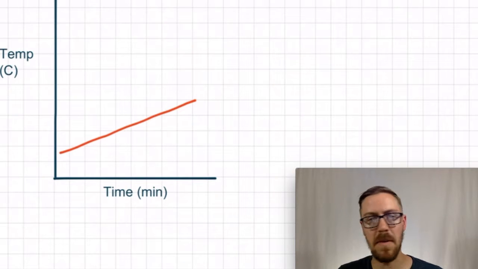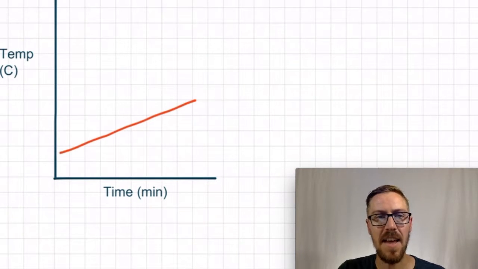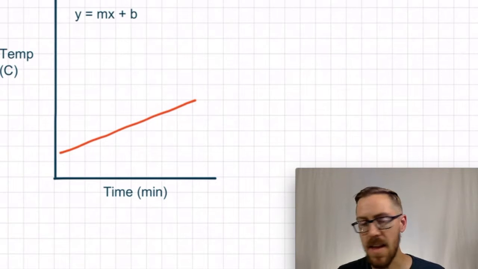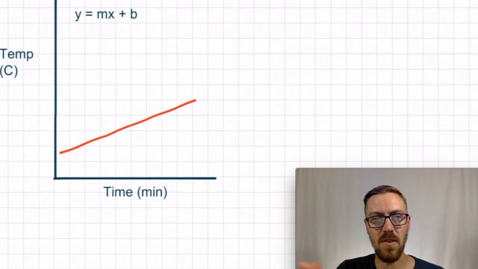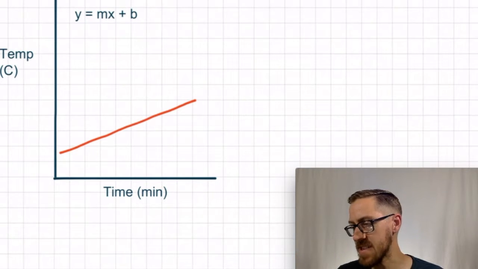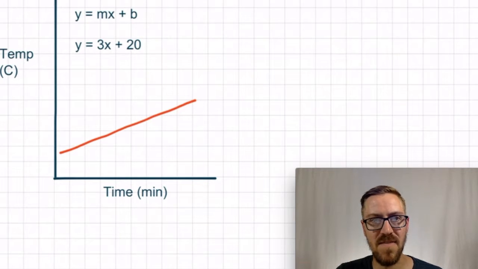We have an experiment. The example I've used in the past is watching how temperature changes over time. And we have our y equals mx plus b. That's our equation for a line. Y is what's on the y-axis. X is what's on the x-axis. So this is the equation we got from a previous video. Y equals 3x plus 20.